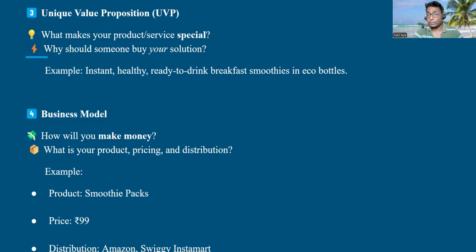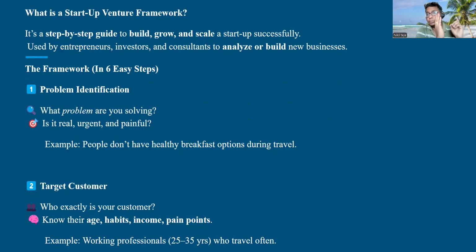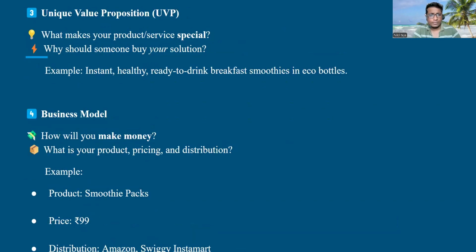So the first step is problem identification. You have to be clear with your problem statement. Next, target customer. You have to do segments and find your particular target, your particular niche, right? A niche is nothing but a particular small group of a segment. Next, UVP, also called USP, unique value proposition or unique selling point.